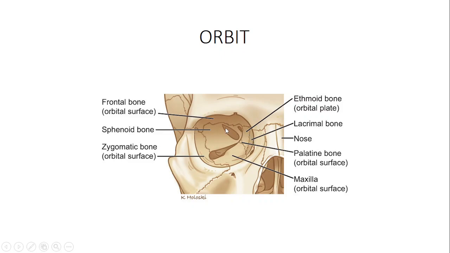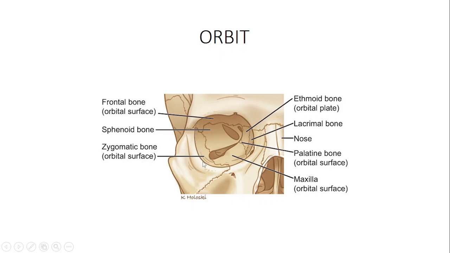Okay, having spoken to you about the 7 bones which form the orbit, now let's talk about the margins that the orbital cavity is made up of. Of course, this is the superior margin, this is the lateral margin, this is the inferior margin, and this is the medial margin. Which bones constitute which margin? Alright, so the superior margin is made up of basically the frontal bone, as you can see here.